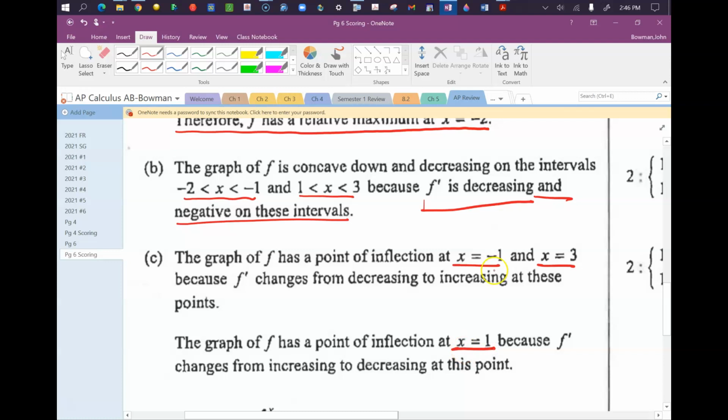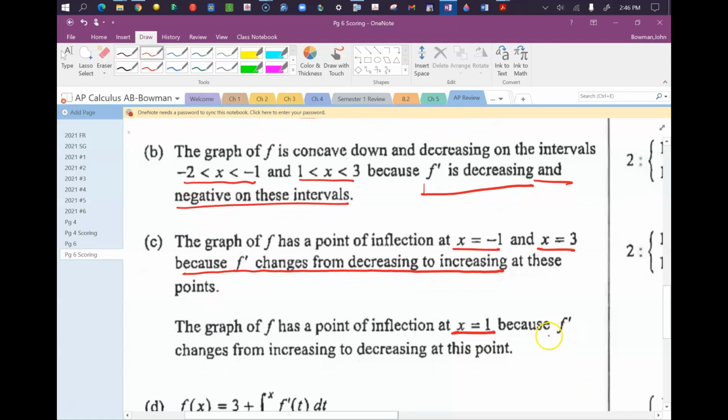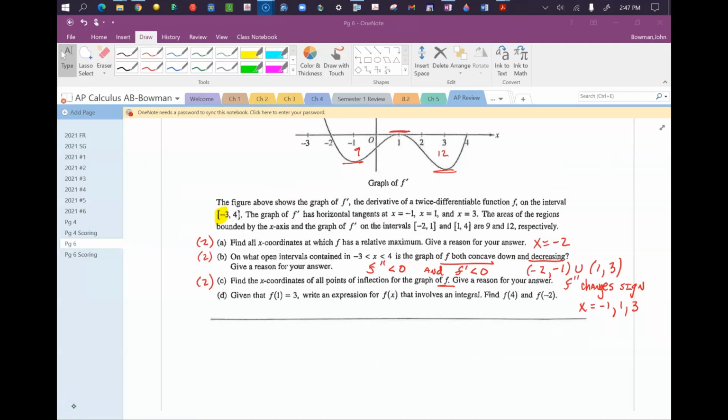Why'd they separate them here? Because at x equal -1 and +3, f prime changes from decreasing to increasing, at x equal 1, because f prime changes from increasing to decreasing. Again, we need to explain in terms of the information that we're given, f prime, not f double prime. So you have to relate f double prime being positive or negative to whether or not f prime is increasing or decreasing. And the last part of this question is worth 3 points because we've got 6 accounted for already.